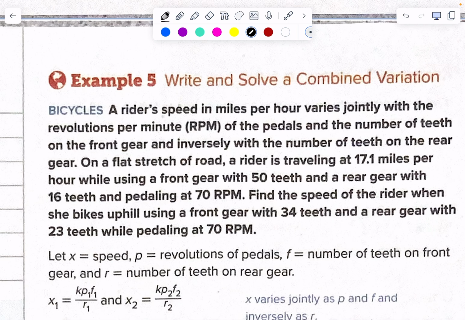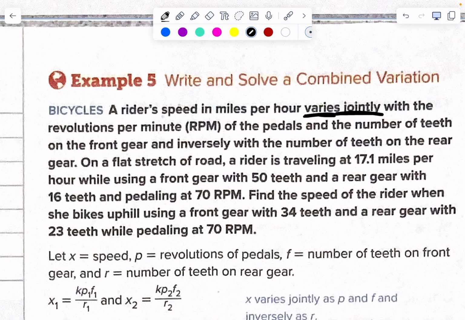Example 5. A rider's speed in miles per hour varies jointly. We're almost done. A rider's speed in miles per hour varies jointly. I'm going to underline the word varies. Varies jointly with the revolutions per minute of the pedals and the number of teeth on the front gear, and inversely with the number of teeth on the rear gear.